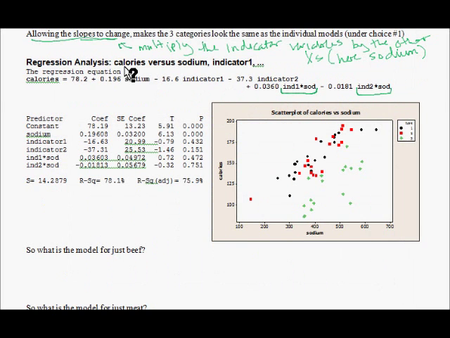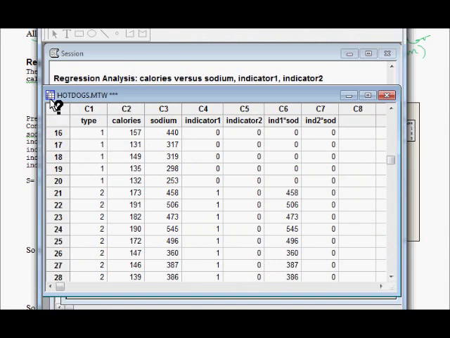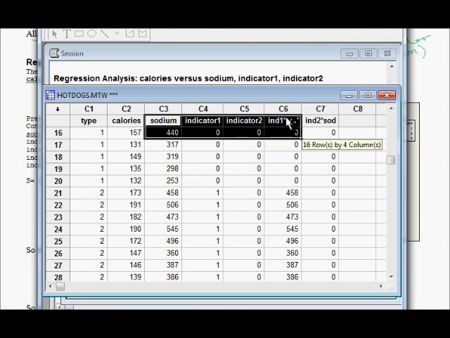So now I'm just going to do the bad thing right now. Fit the whole model, show you what happens, and then we're going to say why we can actually do it a little better than this. So I'm going to do stat, regression, and fit the whole model. I'm going to do the categories with sodium, indicator 1, indicator 2, plus these two interaction terms: indicator 1 times sodium, indicator 2 times sodium.